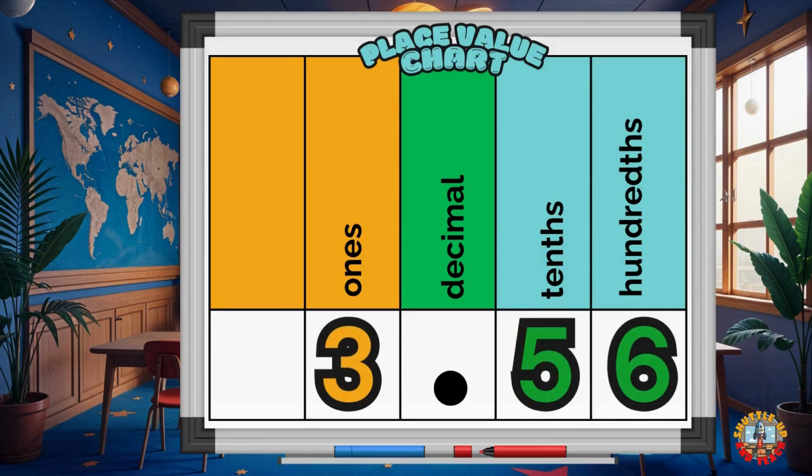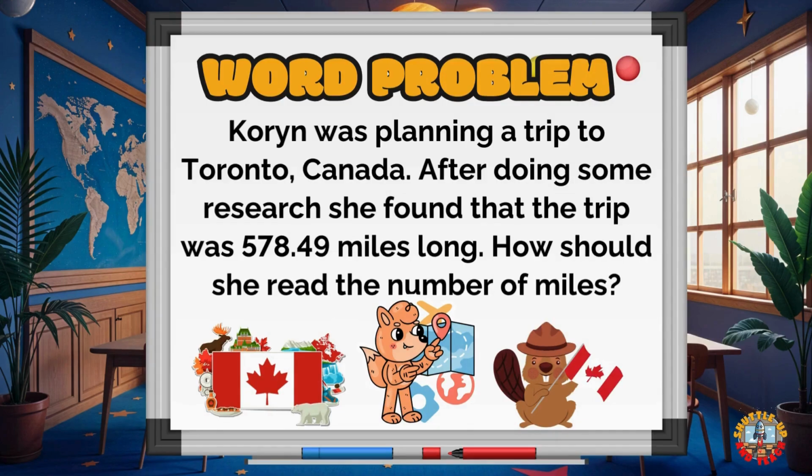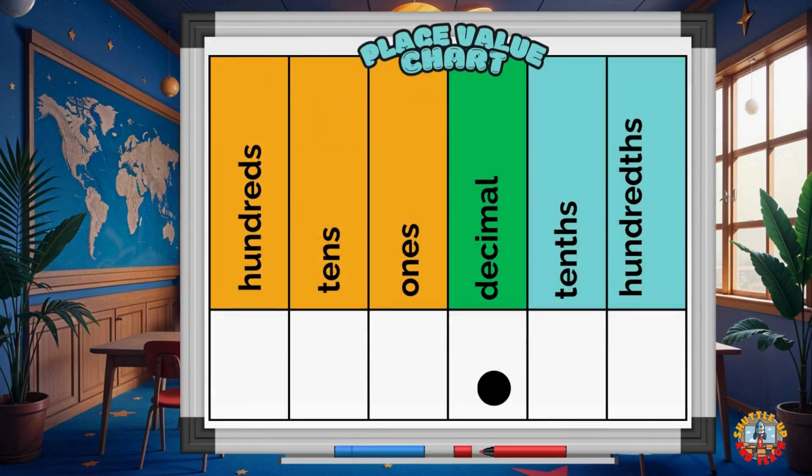Let's do a problem as an example. Corinne was planning a trip to Toronto, Canada. After doing some research, she found that the trip was 578.49 miles long. How should she read the number of miles?